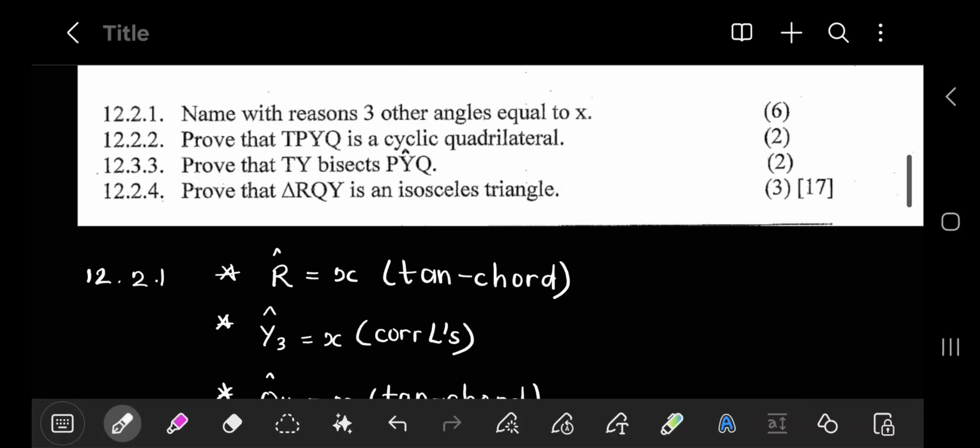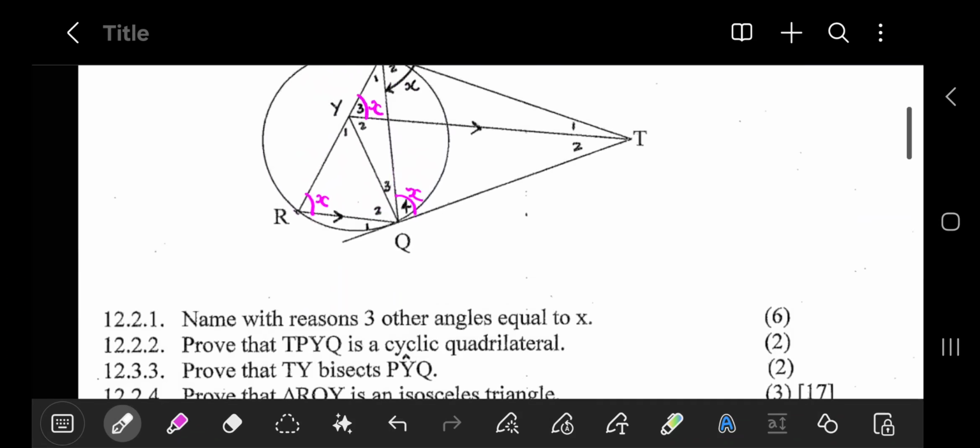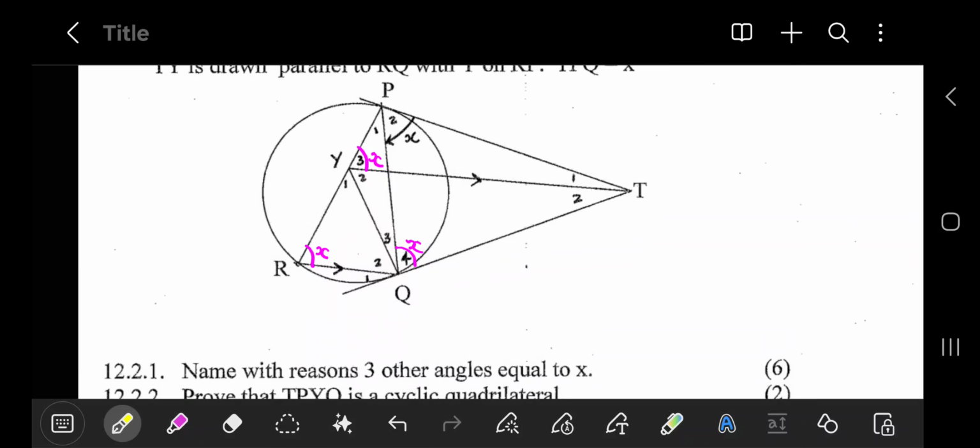Okay, moving on to the next question. It says, prove that TPYQ is a cyclic quadrilateral. Let's actually find that shape. So here we have TPYQ. Here's the shape, TPYQ. And we need to prove that this is a cyclic quadrilateral.